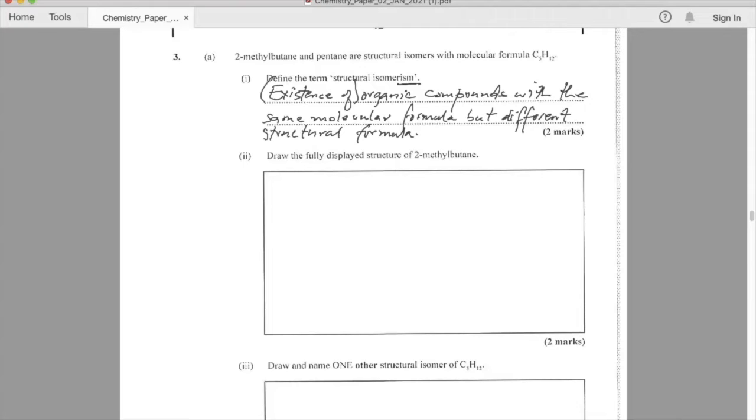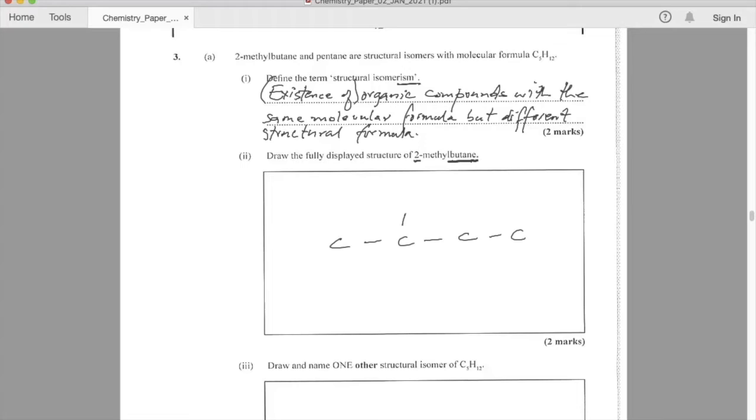Now we're supposed to draw the fully displayed structural formula of 2-methylbutane. The longest chain here will be 4 carbons. This is from the alkane series. It ends in ane. Bute means we're going to have 4 carbons in the principal or the longest chain. So we'll draw 1, 2, 3, 4. I like counting from left to right, so I'll call the carbon on the left carbon 1. And on carbon 2, I'm going to put a methyl group. This is like giving an address: 2-methyl tells us that on carbon 2 is a methyl group.